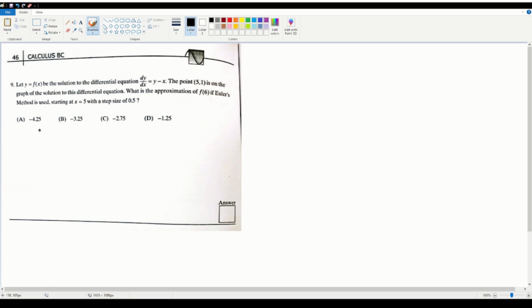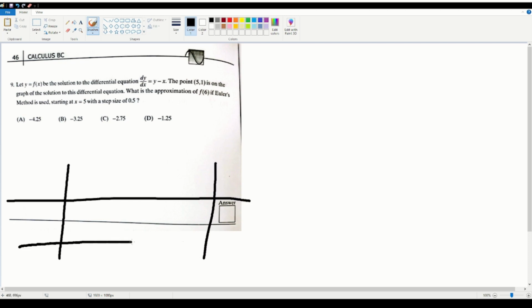Question 9. Let y equals f of x be the solution to the differential equation dy/dx equal to y minus x. The point (5, 1) is on the graph of the solution to this differential equation. What is the approximation of f of 6 if Euler's method is used, starting at x equal 5 with a step size of 0.5? So, remember Euler's method is a table like this, where you have your starting x, your y, and then you have your two steps here. You're solving for x equals 5.5 because it's asking for a step size of 0.5, and you'll end up with 6 because you're finding that.